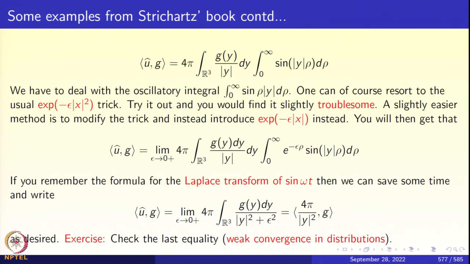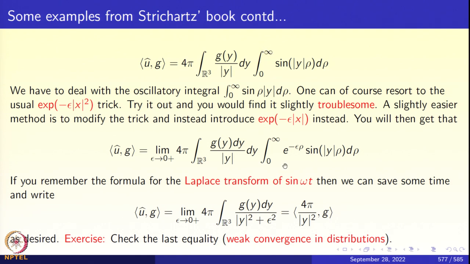We have seen this several times in the past, so no need to dwell on this. But if you put in this e to the power minus epsilon mod x squared, you will run into a messy integral. You may be able to come out of it, but it will give you a little bit of trouble. But there is no need to choose e to the power minus epsilon mod x squared. Some other modification of this trick will also be sufficient for our purpose. So instead of using the e to the power minus epsilon mod x squared trick, you use e to the power minus epsilon mod x instead, and the same logic will go through, but this time you will get an integral that you can quickly evaluate.